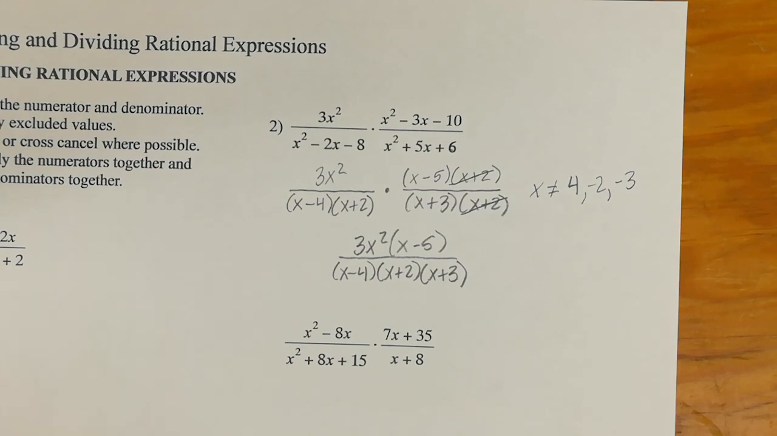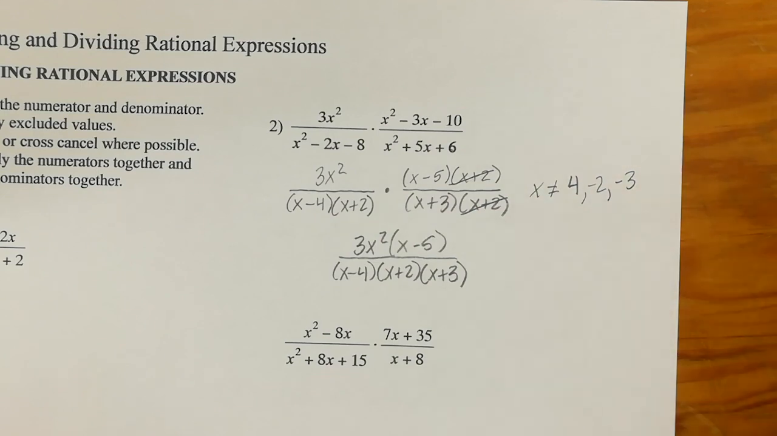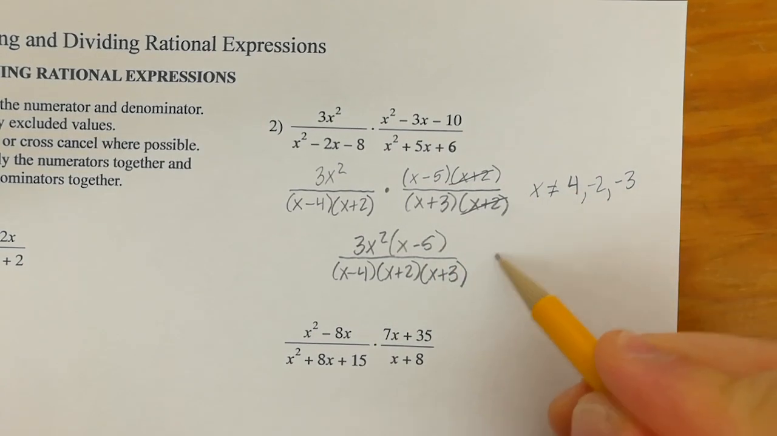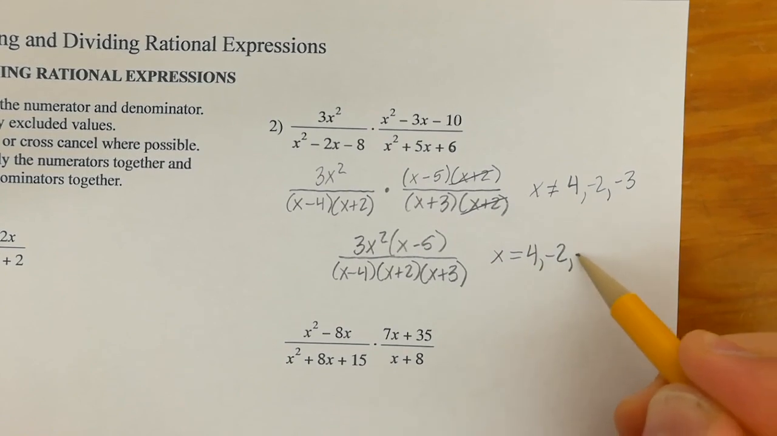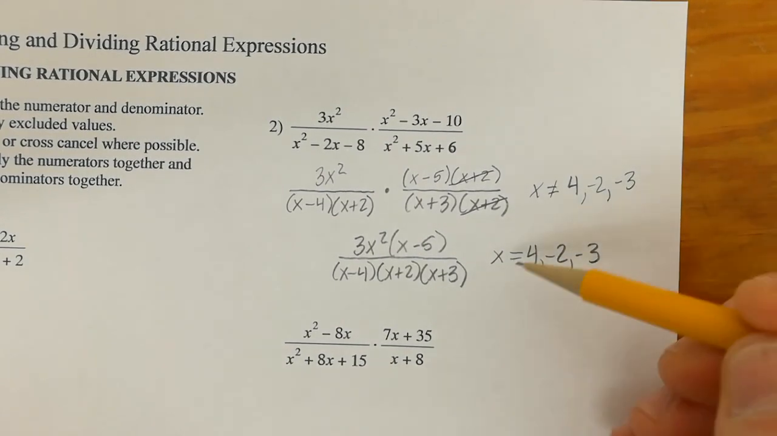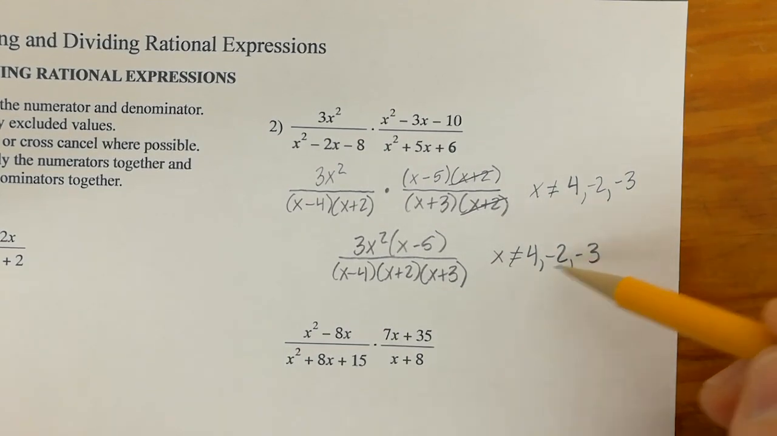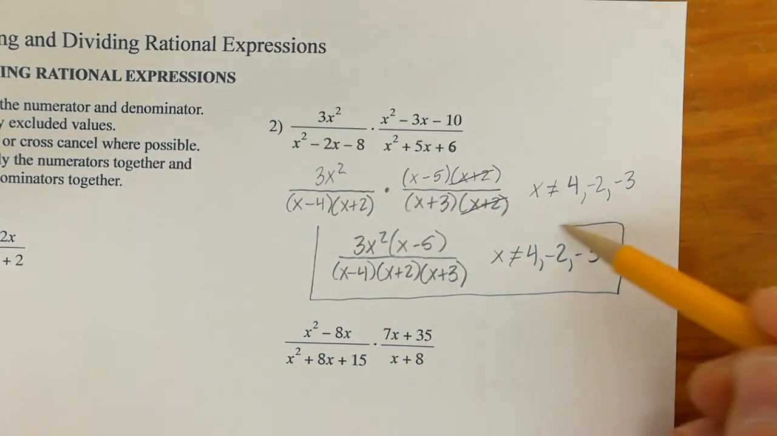If this were in an equation or something, you might have to distribute and multiply everything out. We're not going to worry about that here. You can leave everything factored. That's fine, so we're just going to leave it like that. And then you could transfer your excluded values down here. Once you get the hang of this, you might just write your excluded values near the bottom so you don't have to rewrite them. All right, so there we go. There's the answer to number 2.